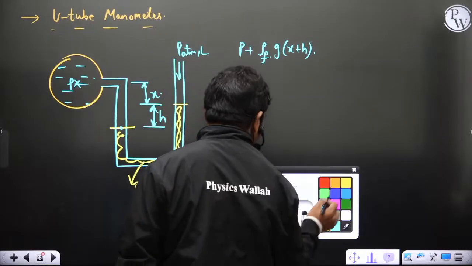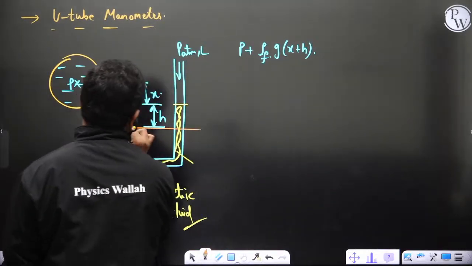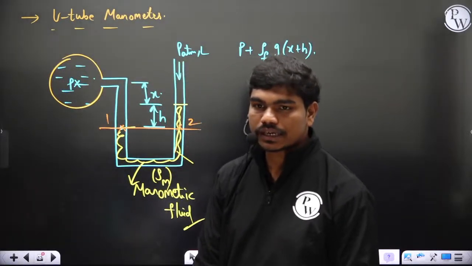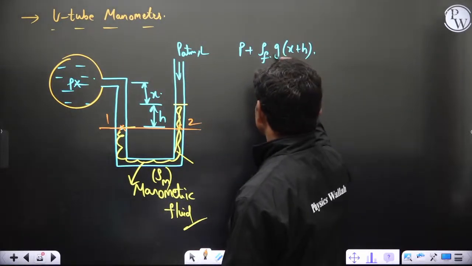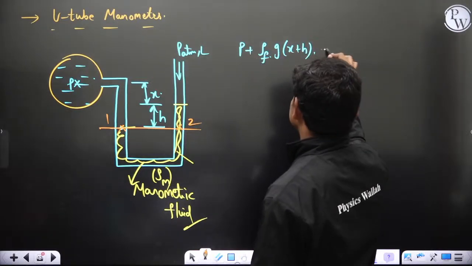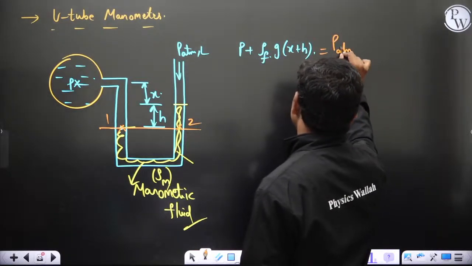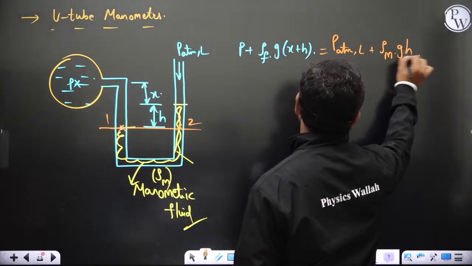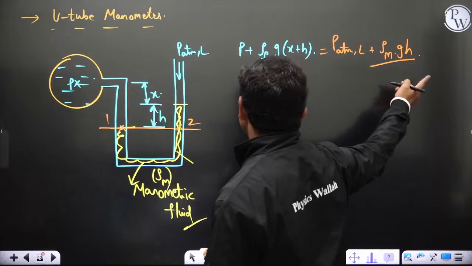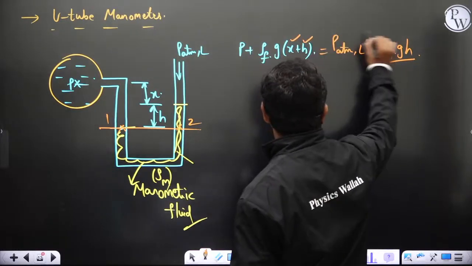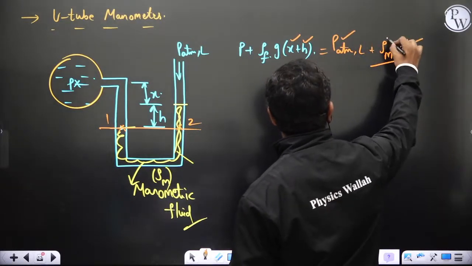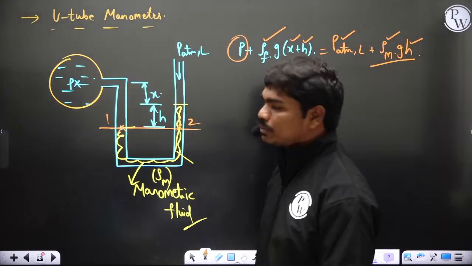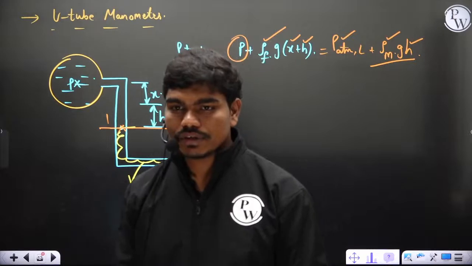Similarly, since this is a static fluid, the pressure at point 1 and the pressure at point 2 are the same. So P plus rho F g (X plus H) is the same as P atm local plus rho manometric fluid g H. That is the equation. In this equation, you can measure X and H with the help of a scale. You know P atm, you know the density of the manometric fluid, you know the density of the fluid flowing in this, so you can calculate what this P is.